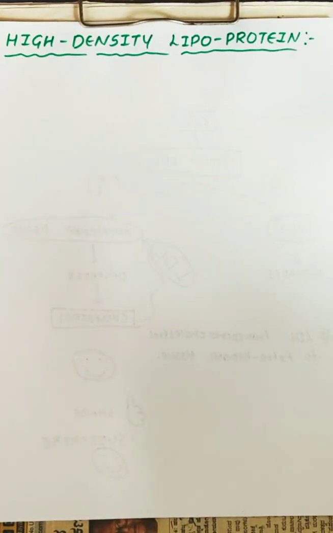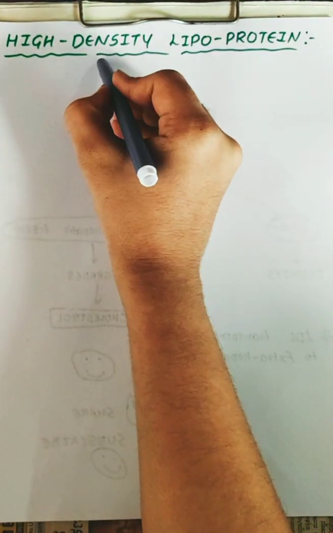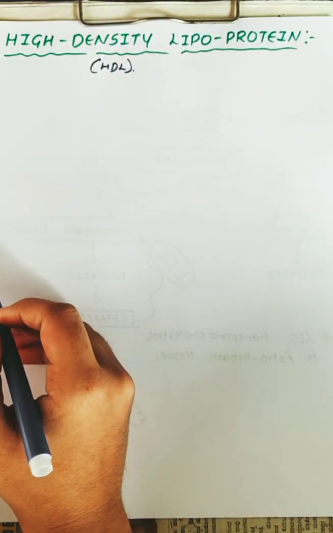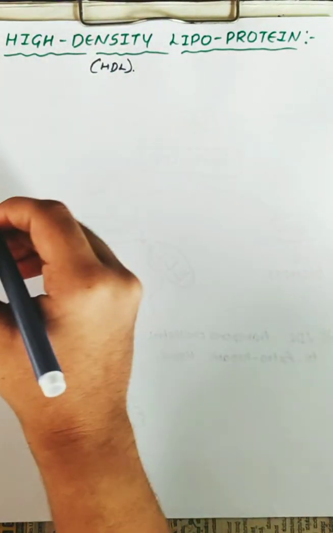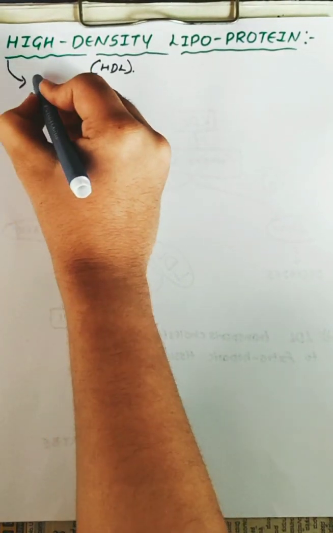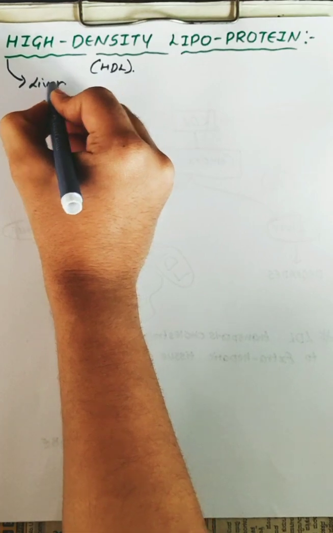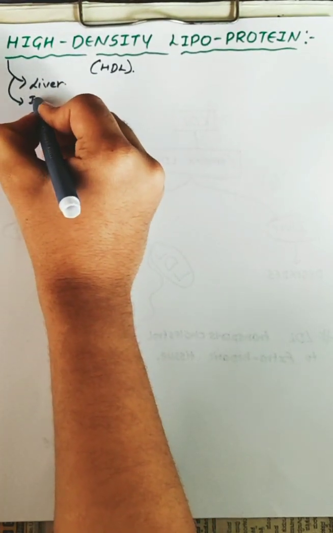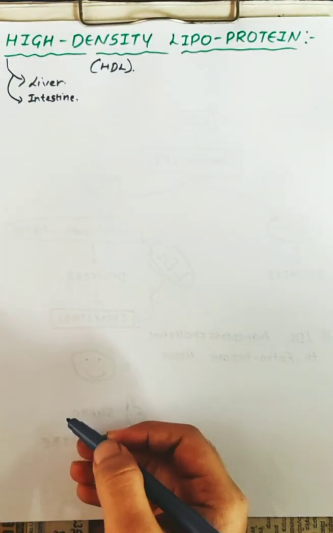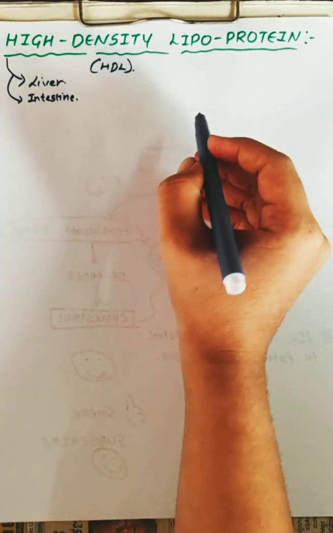So hello friends, I'll be explaining about the high density lipoprotein, which is also called HDL cholesterol or HDL lipoprotein. Where is it found? It is found in the liver as well as the intestine.